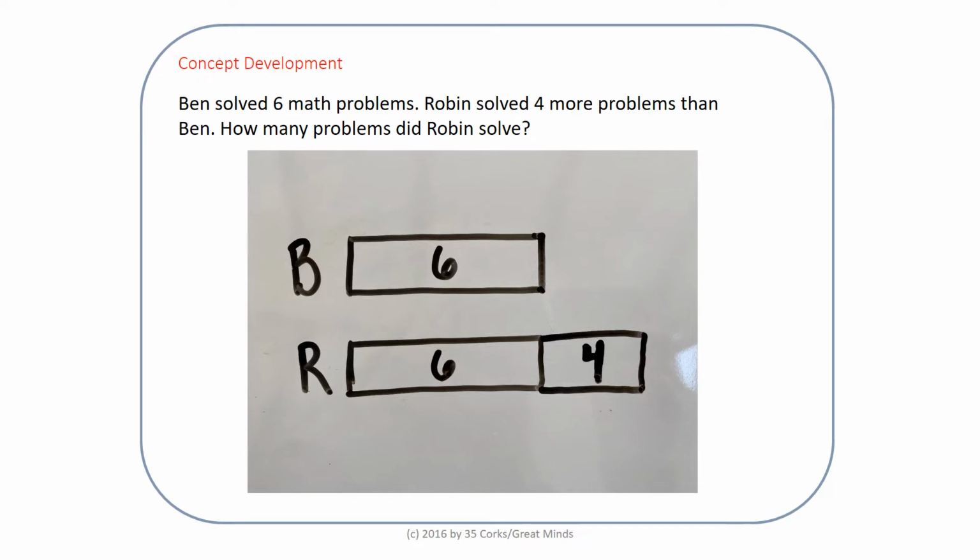And it says in the story that Robin solved 4 more than Ben, so it has to show 4 more than 6, since 6 stands for how many problems Ben solved. So does our double tape diagram match the story problem? Yeah, but we're missing one part. How many problems did Robin solve? Do we know that?